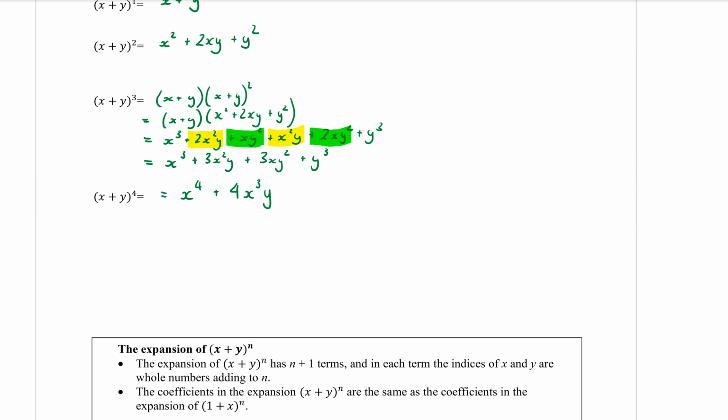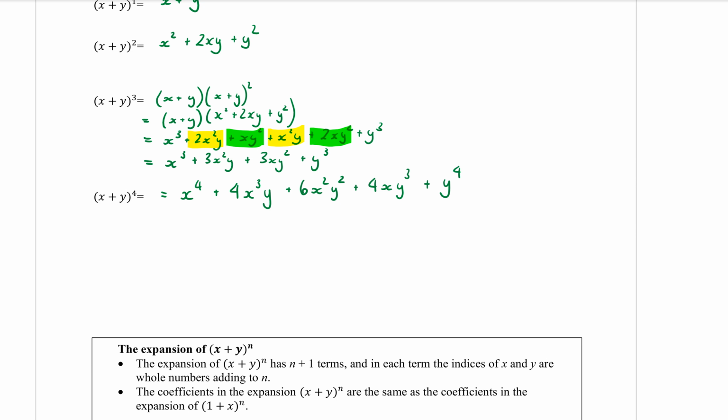The next coefficient is a 6. The x power decreases again to be x squared, and the y increases to be y squared. The next coefficient is a 4. X decreases again to a power of 1, and y increases to a power of 3. And the last term has a coefficient of 1. The x's will have disappeared altogether, and the y will be to a power of 4.